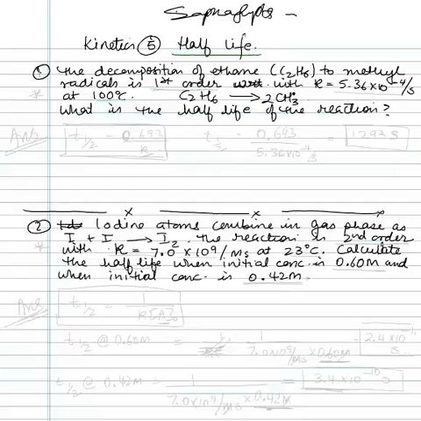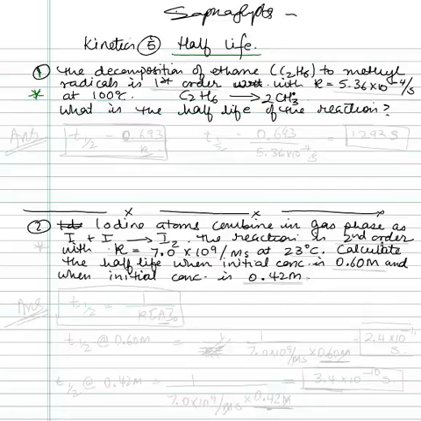Half-life calculations. Half-life, remember, is when your reaction has progressed or your concentration has dropped by half the concentration of the original. Okay, and so again, there are formulas for this one. Fairly easy to do. You just need to know whether it's first order or second order. So let's look at the first equation.